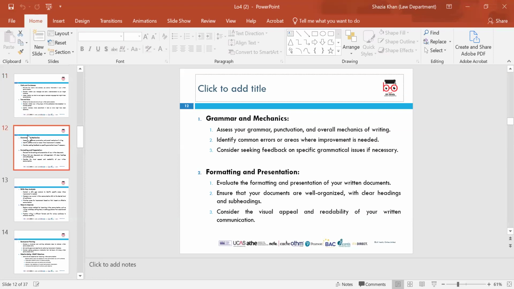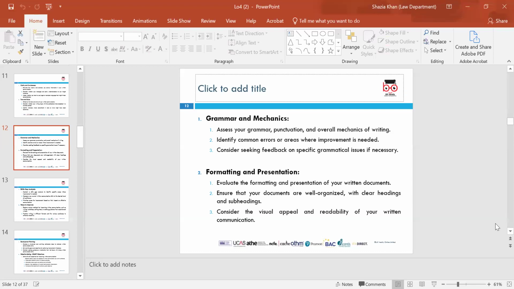Then grammar and mechanics. So assess your grammar, punctuation, and overall mechanics of the writing. So make sure that you are writing something and it is making sense, but make sure that the grammar and the punctuation are clear and there are not any grammatical errors. And make sure the mechanics of the writing are such that they're able to understand what you are writing. Identify common errors or areas where improvement is needed. So consider seeking feedback on specific grammatical issues if necessary.